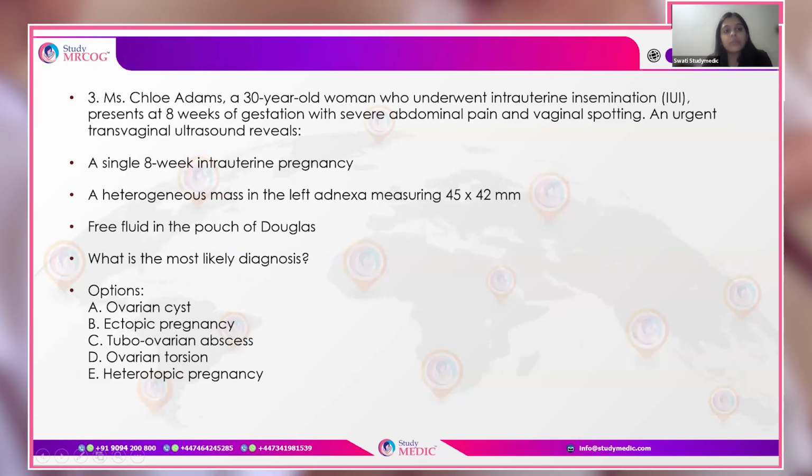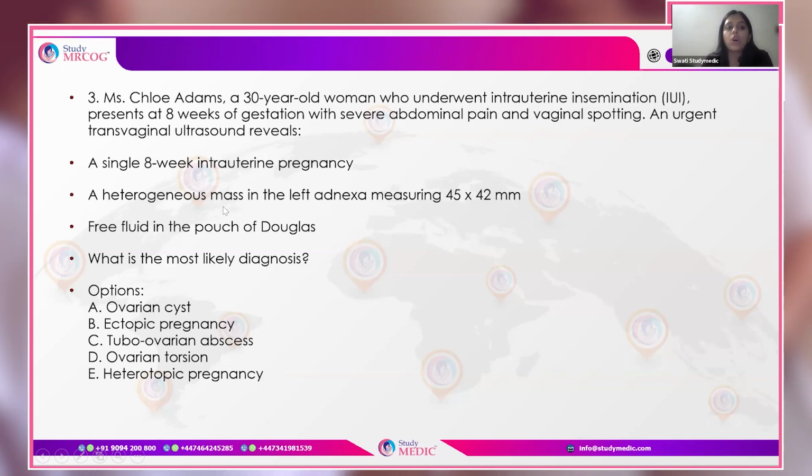Coming to the next question, Ms. Chloe Adams, a 30-year-old who underwent IUI, she presents at 8 weeks with severe abdominal pain and vaginal spotting. An urgent TVS reveals a single 8-week intrauterine pregnancy, along with a heterogeneous mass in left adnexa, 45 into 42 mm, along with free fluid in the pouch of Douglas.